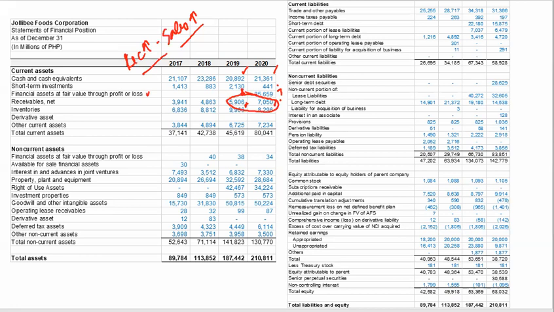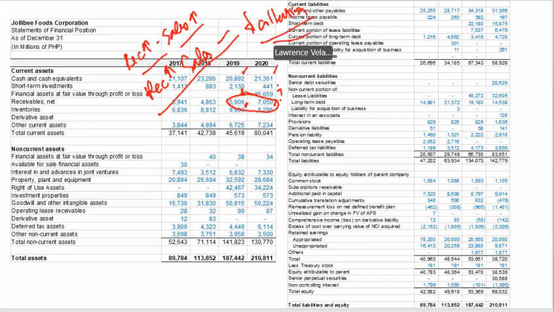However, an increase in receivables, pero yung sales flat, ibang storya yan, di ba? Paano tumaas ang receivables when the sales for 2020 is flat? Ibig sabihin, bumaba ang collection. And that is a cause for concern.